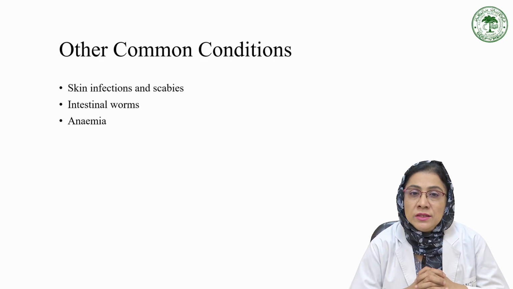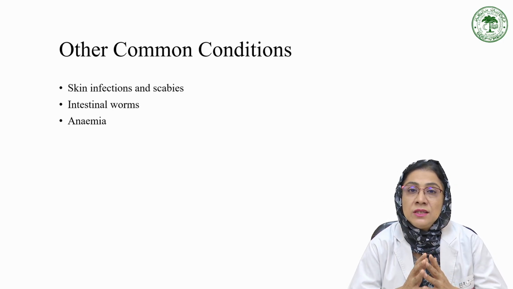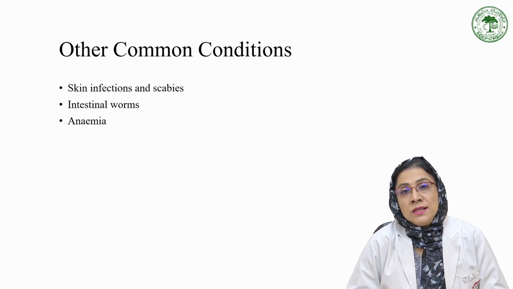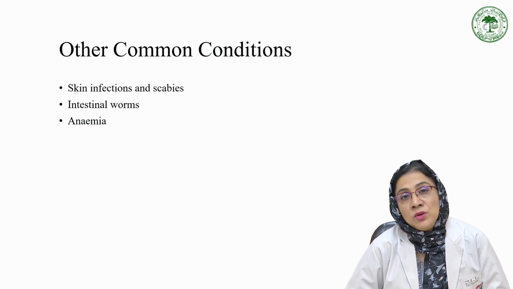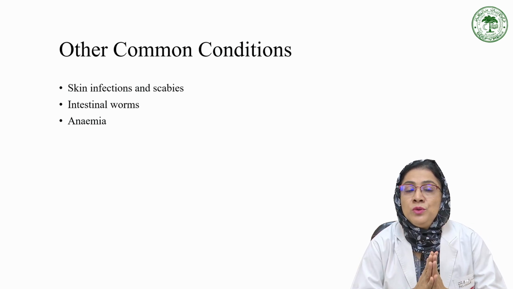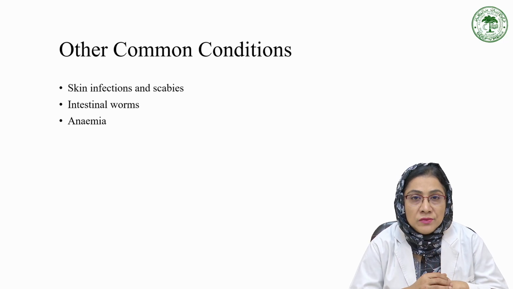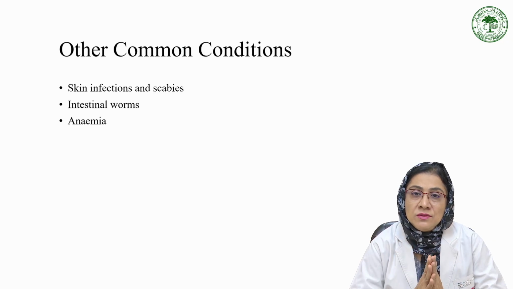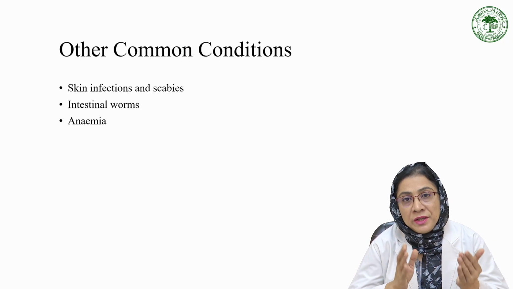Beyond the major killers, children also frequently suffer from conditions like skin infections, scabies, and intestinal worms. These illnesses may not be fatal, but they cause discomfort, stigma, and chronic ill health. Intestinal worms and anemia contribute to poor school performance and reduced productivity later in life. Such conditions highlight the importance of comprehensive child health strategies that go beyond mortality reduction to address well-being.